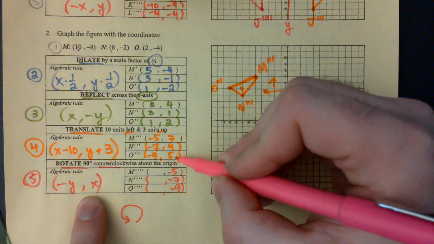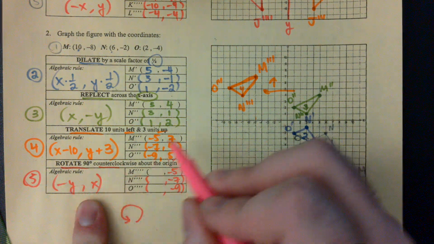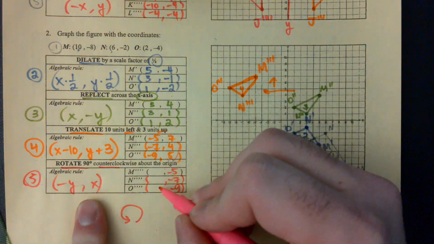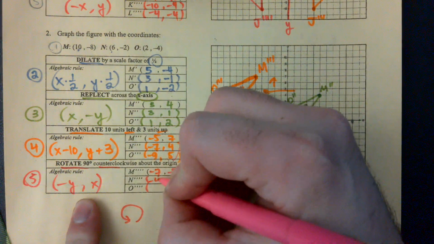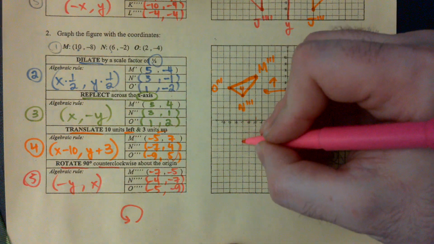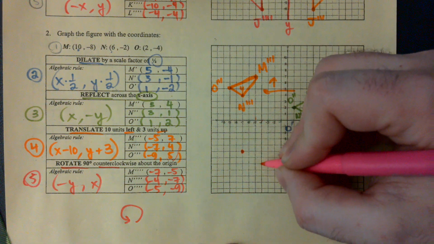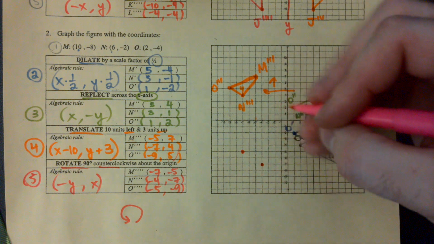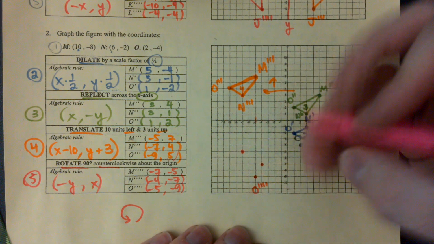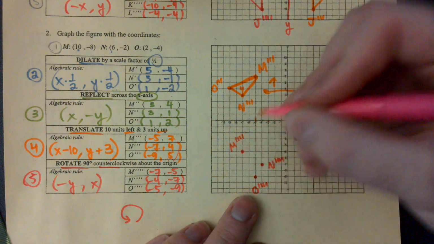Now we're going to take these y coordinates and we're going to bring them in front, but we need to flip the sign of them, which in this case is turning them all from positives to negatives: -7, -4, -5. And we can plot those. -7, -5, -4, -7, and -5, -9. O quadruple prime, N quadruple prime, and M quadruple prime.